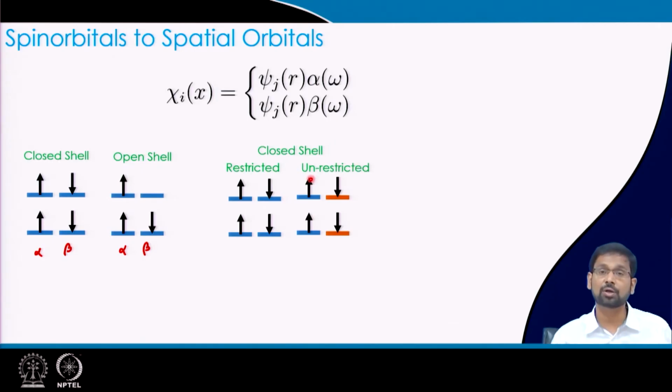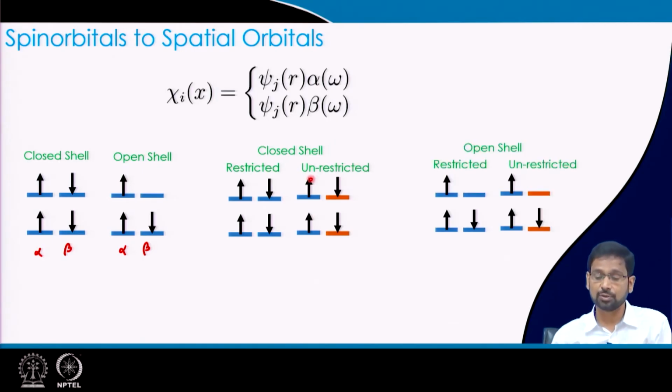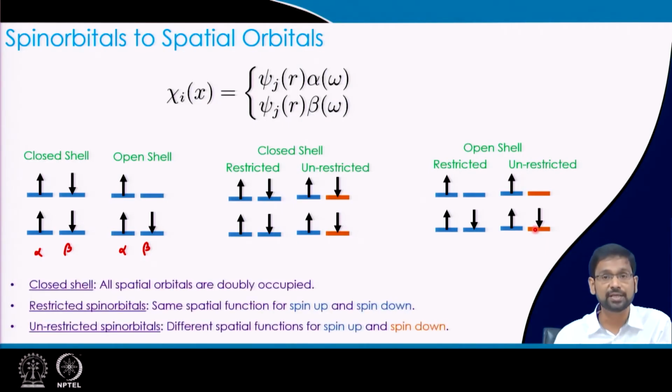Now, this was about the case of closed shell. I can discuss the same in the case of open shell, where, as we discussed, at least one or more spatial orbitals are singly occupied. In this case, for an open shell system, if I consider the restricted representation, that means both spin up and spin down electrons have the same spatial function. On the other hand, in the case of unrestricted, I am using different spatial functions for the spin up and spin down electrons.